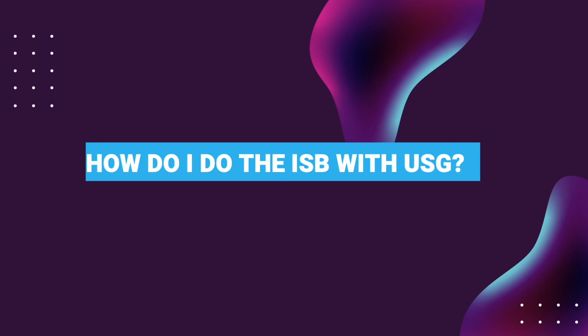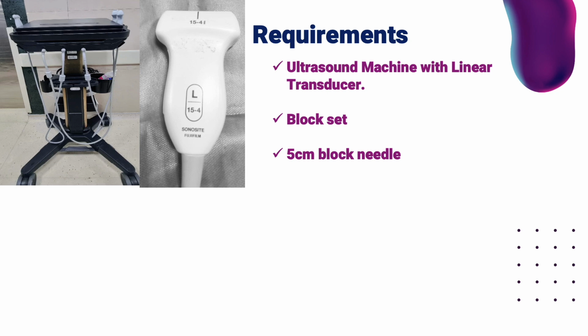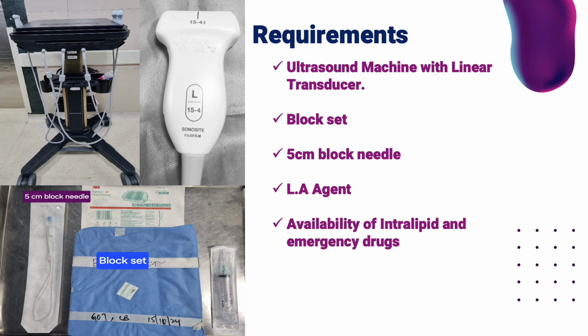So how do we do this block with ultrasound guidance? Obviously the requirements for this block are an ultrasound machine with a linear transducer which can fire from 4 to 15 megahertz, a block set with a 5 centimeter block needle, as it is quite a superficial block to be given, and the local anesthetic agent depending upon the indication for which the block is being given. Availability of intralipid and emergency drugs is prudent before we do the block, and a well-informed and calm patient is also one of the important requirements for the block.